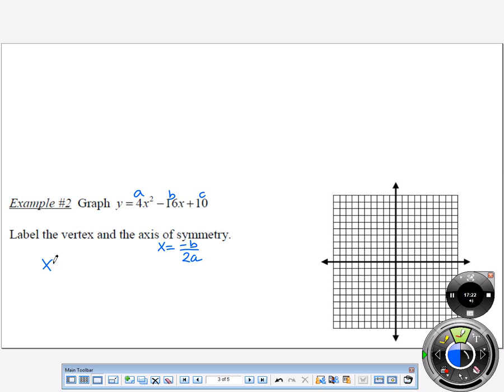So our axis of symmetry is negative 16 over 2 times 4, which will be positive 16 over 8, which will be 2. So the axis of symmetry for my graph is x equals 2. So on the graph, that means that I would mark it with this vertical dashed line at x equals 2.